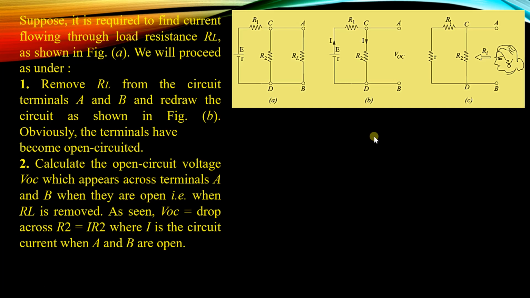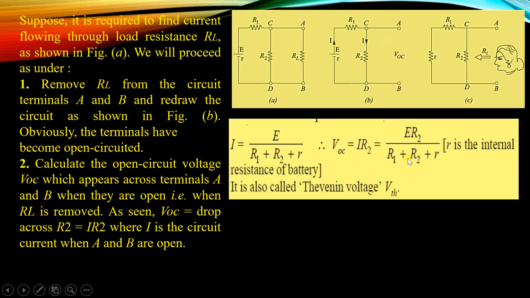Second, calculate the open circuit voltage VOC, which appears across terminals A and B where they are open, that is, when RL is removed. VOC is equal to the drop across this R2 resistance, and I is the current between the terminals A and B when it is open.